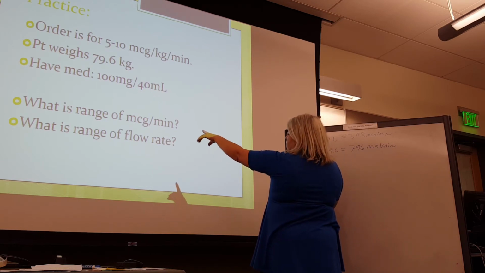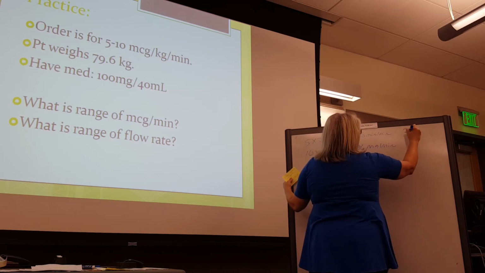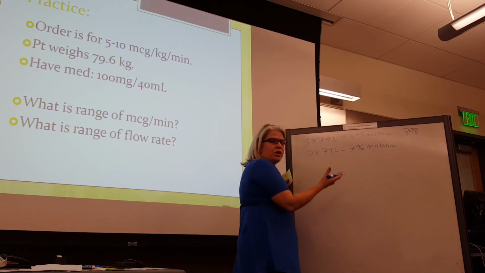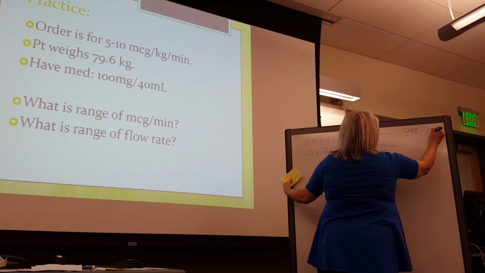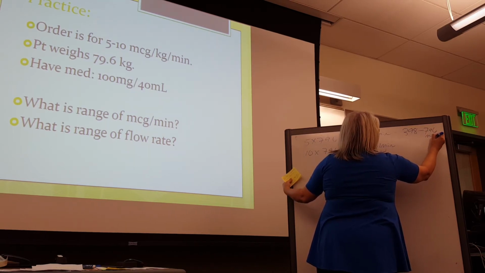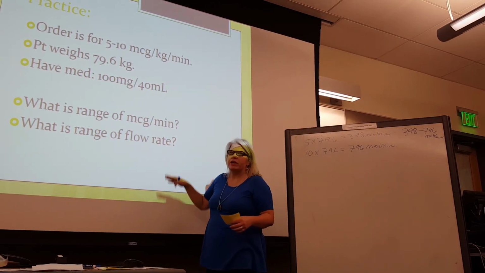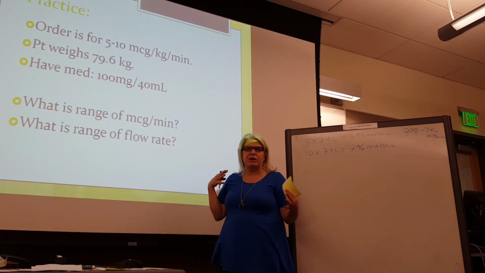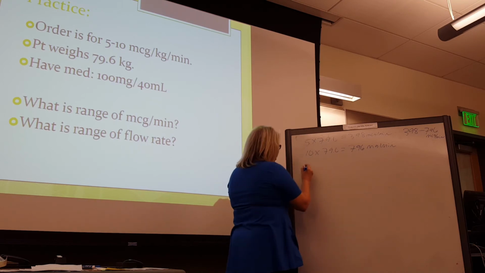So our range for micrograms per minute is 398, being the low range, to 796 micrograms per minute, being the high range. So now we want to know what is the range of the flow rates, or what we're going to infuse that for the IV pump, which would be the milliliters per hour. So I'm going to start with the low range for the milliliters per hour.